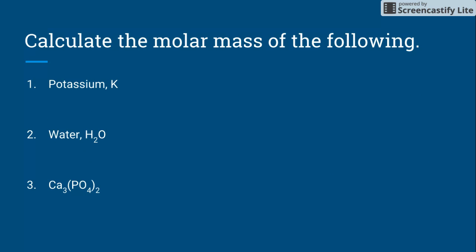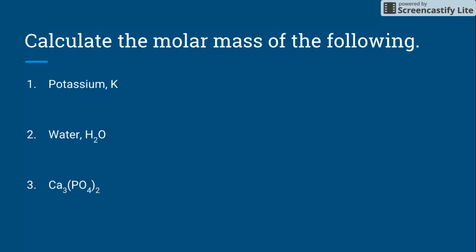Now, the molar mass. So if I had 1 mole of potassium, how do I determine the mass of a mole of potassium? I just look on the periodic table. So potassium's average atomic mass is 39.10. So 1 mole of potassium is equal to 39.10 grams of potassium.